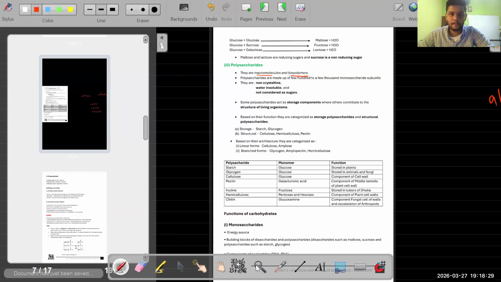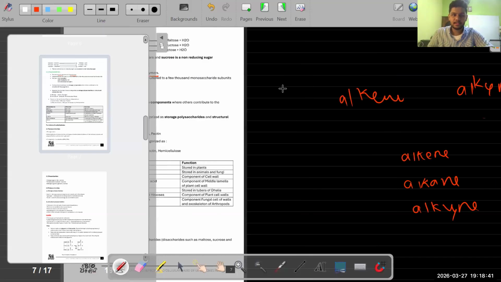Water insoluble, which means normally sugars are soluble in water. They can react with water. But polysaccharides do not react with water. They remain as a suspension. Right? This is the thing.